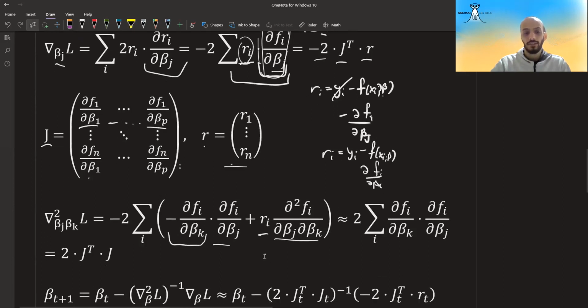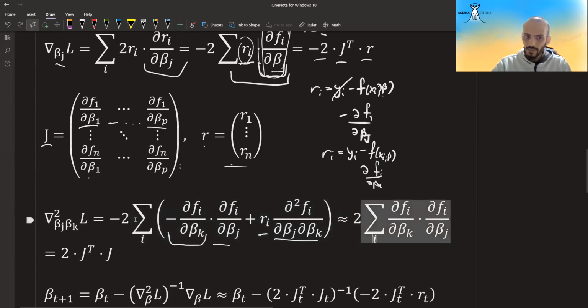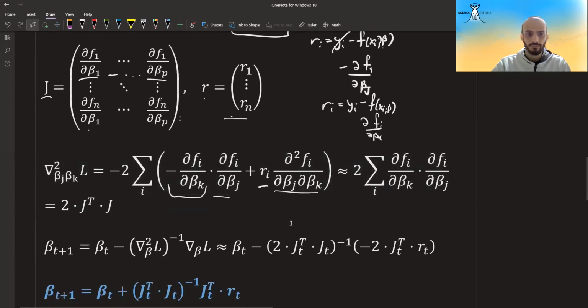Okay, so what does the Gauss-Newton method say? It says this expression is too complicated. Let's just put this as 0 and approximate it just with the first term. So if we approximate it just with the first term, well, the minus and minus cancels, and we are left with this expression. And what is this expression? Well, you can also verify that this is the Jacobian transposed times the Jacobian. And this is what the expression means.